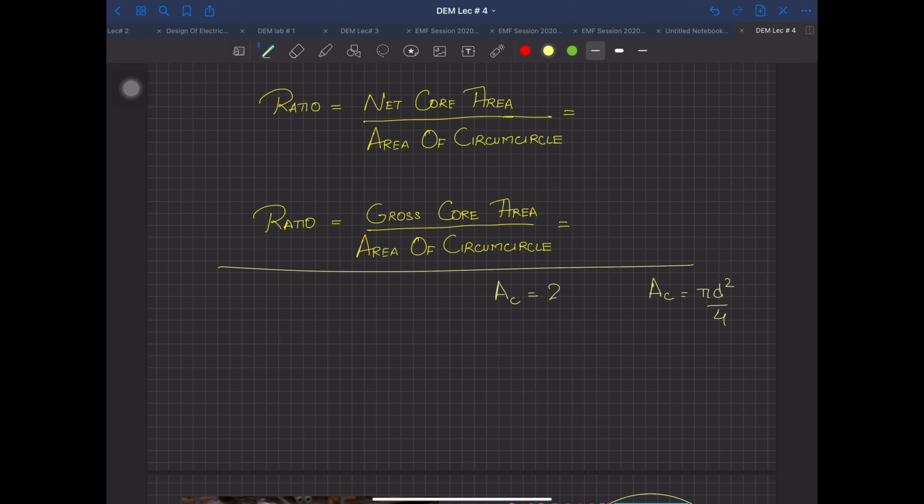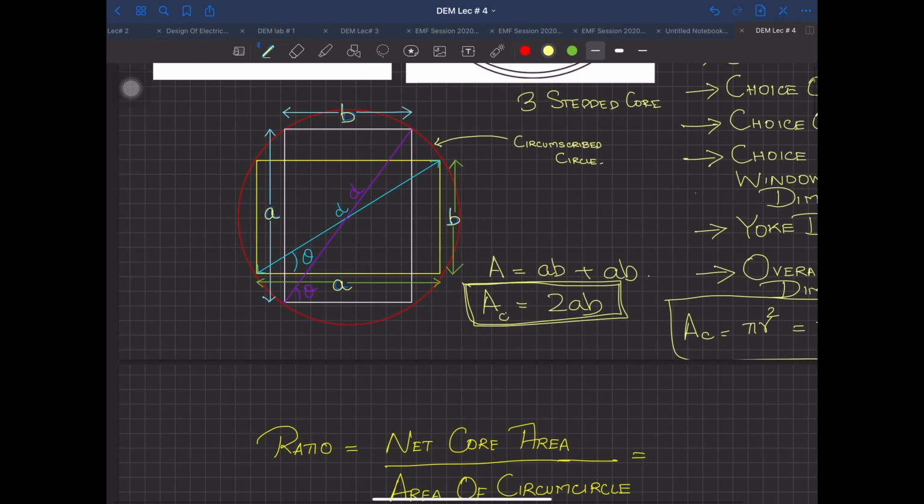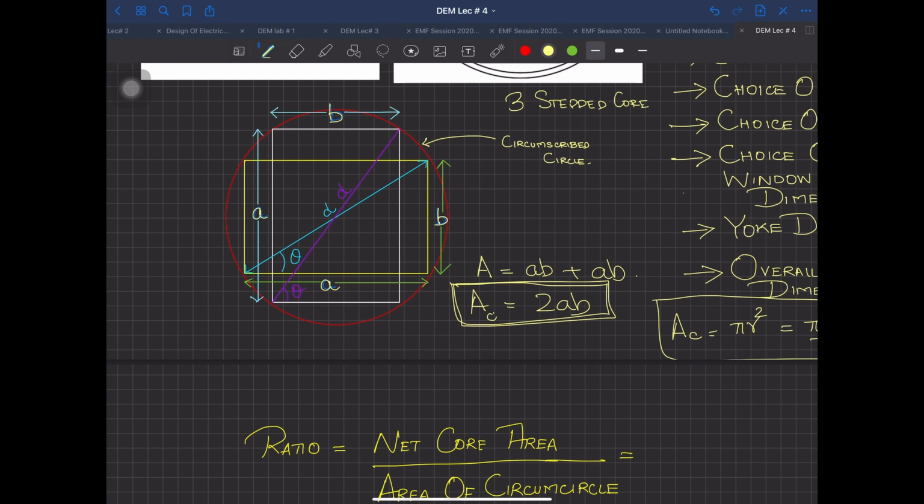coming out as 2AB. Can you tell me, is there any relationship between AB and D? If I go back over here, is there any relationship between AB and D? Certainly there are some trigonometric angles over here, because the theta angle is there. So based on this theta angle, can I have some answer over here?